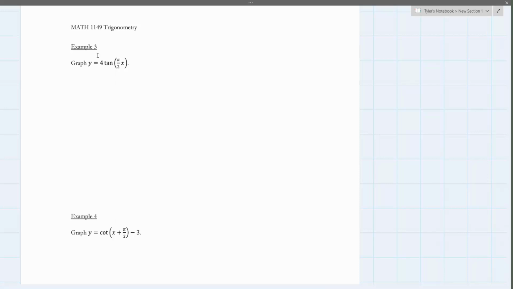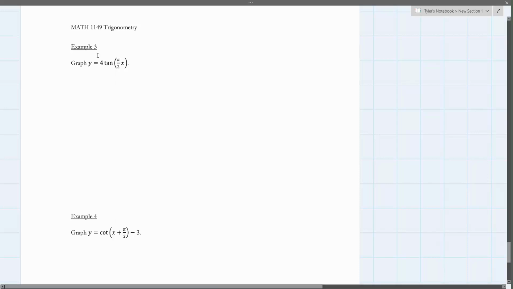Right. So I have graph y equals 4 tangent of pi over 2 x. Right, so remember the first thing that you want to do is identify where those vertical asymptotes are going to take place. So I'm going to take this part, the part that's inside the trig function, and place it in between negative pi over 2 and pi over 2 for tangent, right?